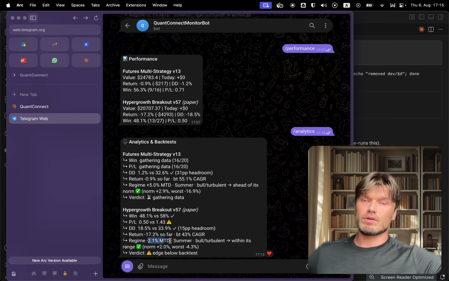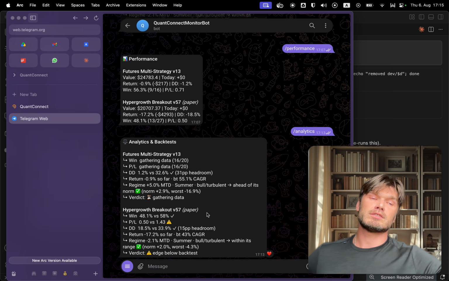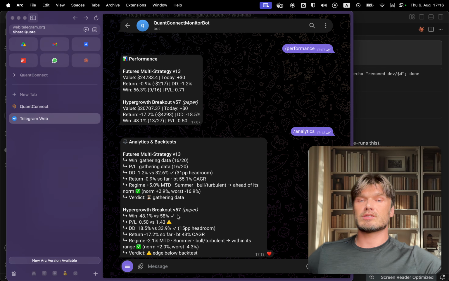Regime is lower, I mean, it's kind of within the norm, between 4.3 and 2, so it's within the norm for the summer. But still, the overall verdict is that the edge is below backtesting. But it's fine for me because it's in a paper account, and I want to see how this strategy is going to perform from September to October, or maybe September to December, when the market is recovering.